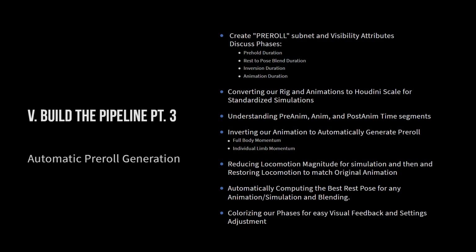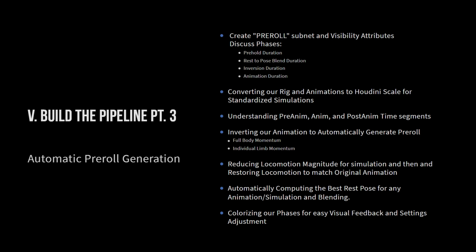Okay. Then what we're going to move on to is colorizing our phases for easy visual feedback and for adjusting settings. If we take a look at the first bullet point, create pre-roll subnet and visibility attributes, discuss phases. There are 4 phases there. And if we're just looking at a joint skeleton, it might be pretty hard to understand what current phase the skeleton or the animation is in. So we're going to look at how we can use some VEX code, create some parameters, some color ramps, so that we can actually color our skeleton or color our bones.